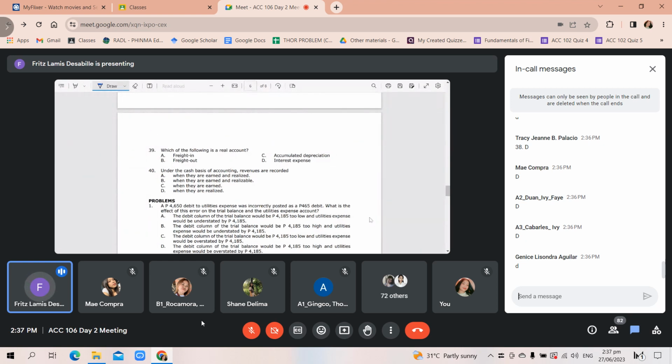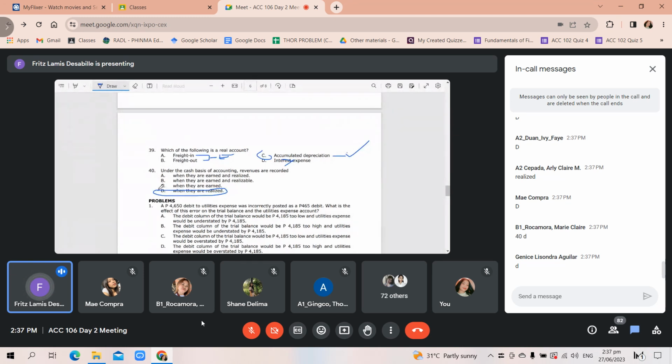Depende lang. Which of the following is a real account? Okay. Freight in, freight out, these are expenses. Accumulated depreciation, this is a contra asset account. So this is a real account. Interest expense is a nominal account. So number 39, letter C. Under the cash basis accounting, revenues are earned when they are received or realized. Letter C.